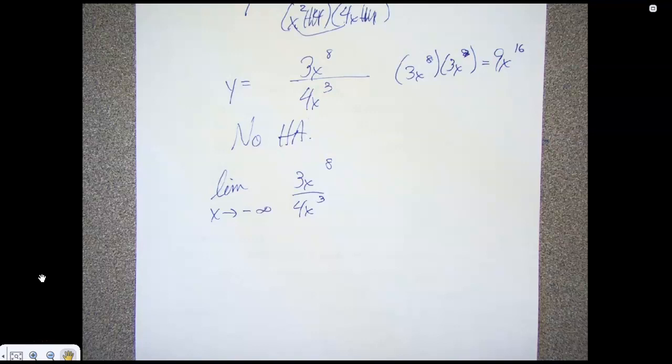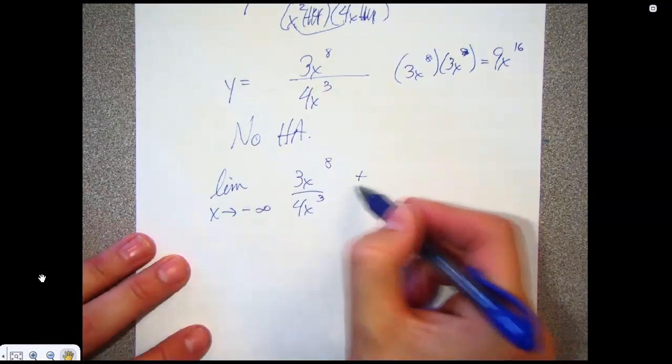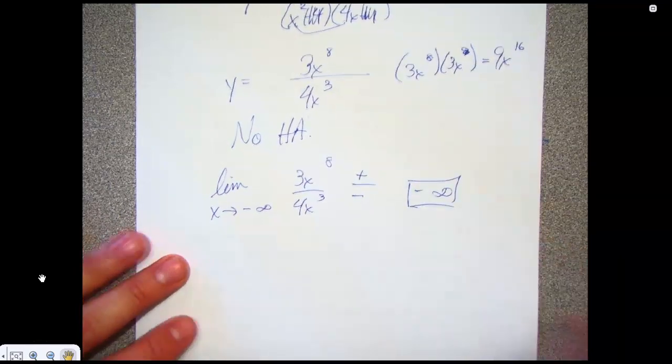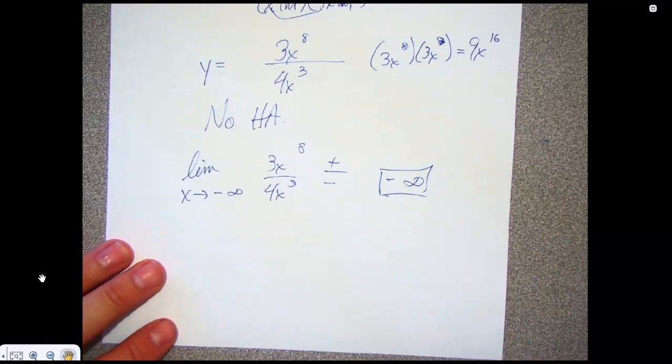So if I plug in a gigantic negative number on top, does it come out positive or negative? Positive. On the bottom? Negative. So my answer would be negative. Does that make sense?